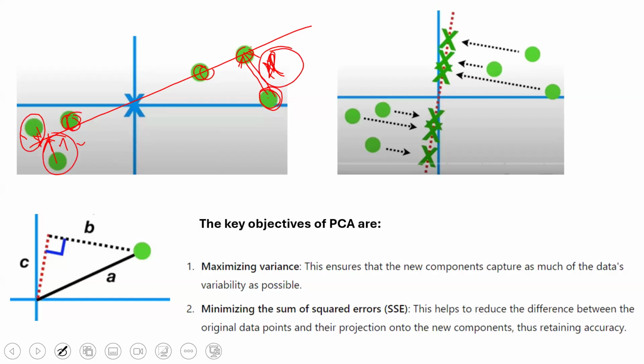But why are you squaring? You're squaring because this has an error, right? But it has a different error from this one. If you consider this as a positive value, this distance will be a negative value, right?